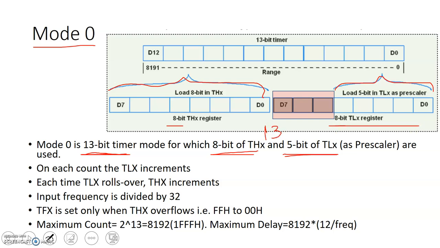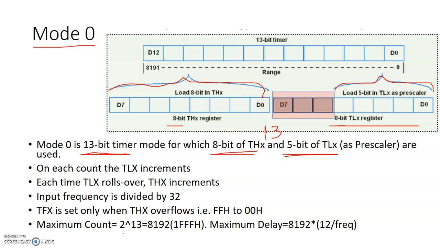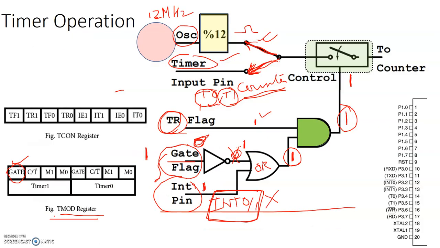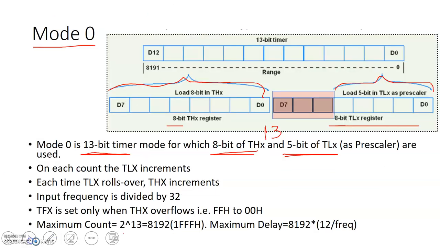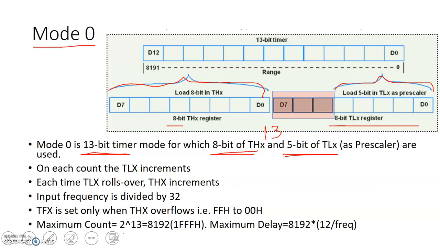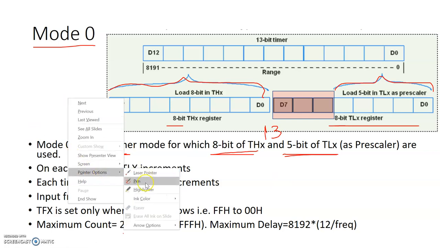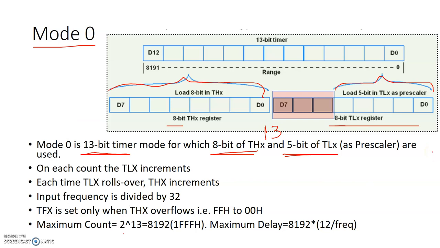So the maximum count could be 2 to the power... wait. Okay, so this is a 13-bit counter. Sorry. I think I should use the pointer here. So I'm using that. Okay, so let's see.